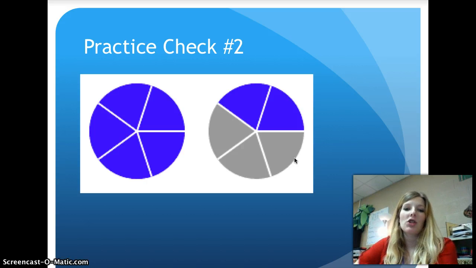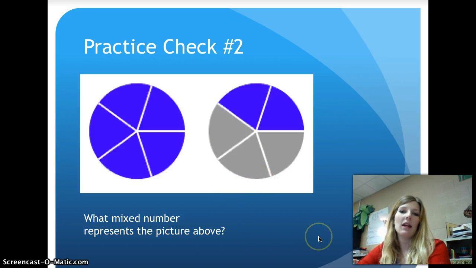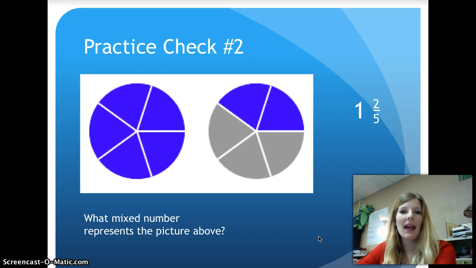You try practice check number 2. I want you to write the mixed number that represents this picture shown above. So take it apart like you did with the mixed number example with the pizza. How many wholes? And then what's the fraction to represent what's left? Take a minute and pause the video so you can work this out. If you are not ready for the answer yet, then go back and pause because I'm going to give it away. The answer is 1 and 2/5.